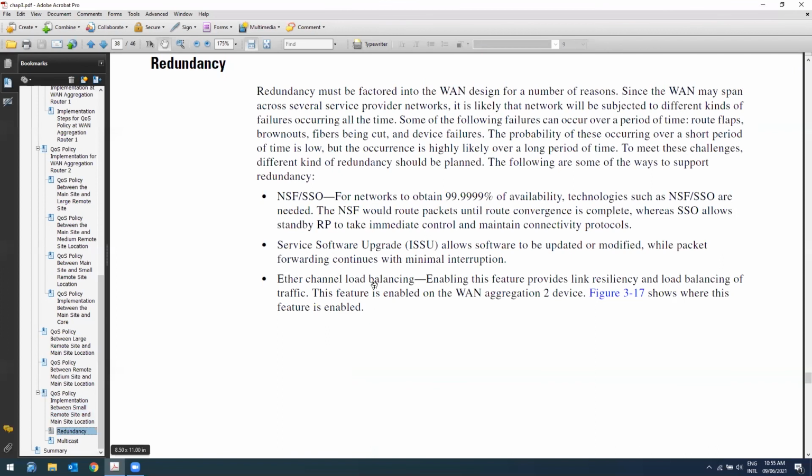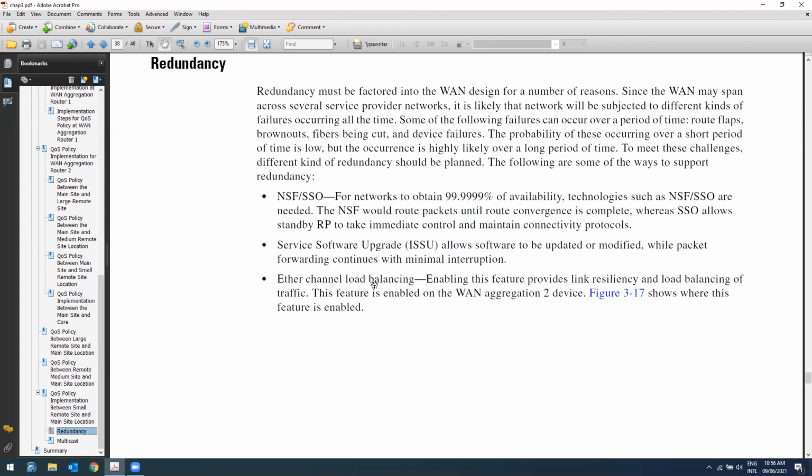Okay, then redundancy must be factored into the WAN design for a number of reasons. Since the WAN may span across several service provider networks, it is likely that the network will be subjected to different kinds of failures occurring all the time. Some of the following failures can occur over a period of time: flaps, brownouts, fiber being cut, and device failures. The probability of these occurring over a short period of time is low, but the occurrence is highly likely over a long period of time.